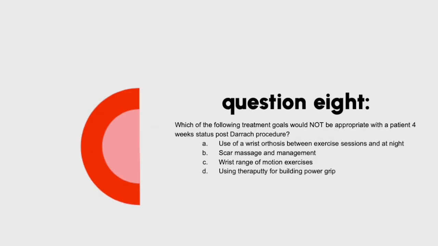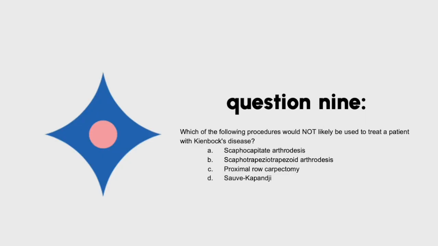Question 8, correct answer here is D. Gentle strengthening can generally begin 4 to 6 weeks post-op if approved by the surgeon, but you should avoid power gripping until week 8 to 12.